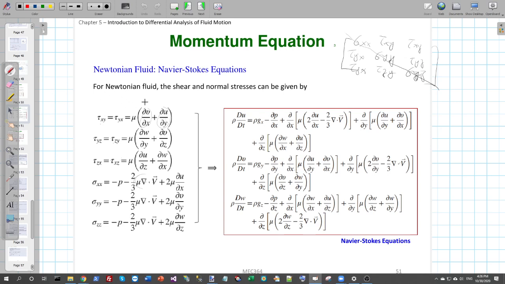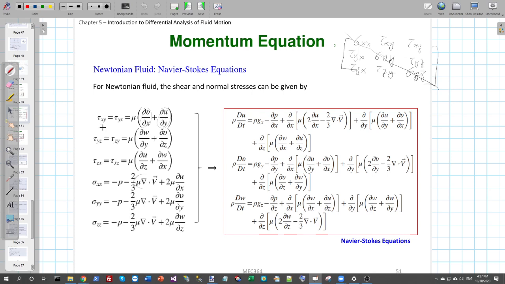Actually, you see these 6 correlations: 3 correlations for the shear stresses, and 3 correlations for the normal stresses. How we derive them is out of the scope of today's class. You will learn how we get this in MEC 394, when we talk in more detail about viscous flows. Right now, just think of these correlations as given. So this is how to calculate these stress terms in a 3-dimensional Newtonian fluid in rectangular coordinates.